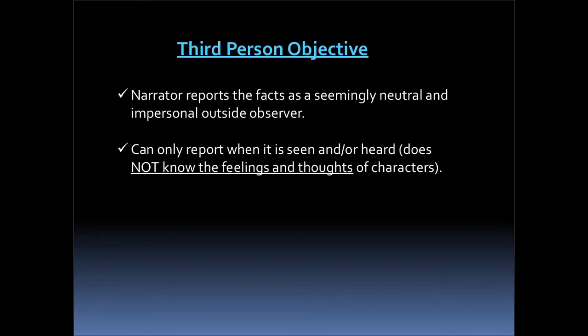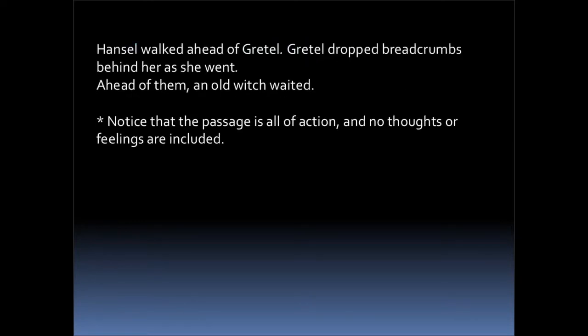So for example, let's look here. Hansel walked ahead of Gretel. Gretel dropped breadcrumbs behind her as she went. Ahead of them, an old witch waited. Notice that the passage is all action. No thoughts or feelings are included. Okay, so we almost infer in those situations. Remember, when we infer, we take situations that are going on and we make an inference. What do we think based on the situation? That's what we're talking about with third person objective. You are being asked to infer based on the character's behaviors and actions.